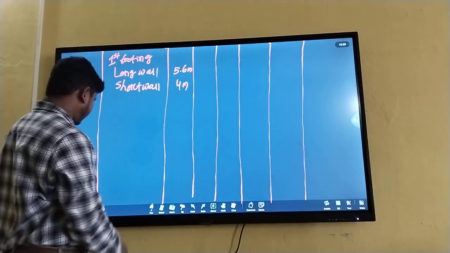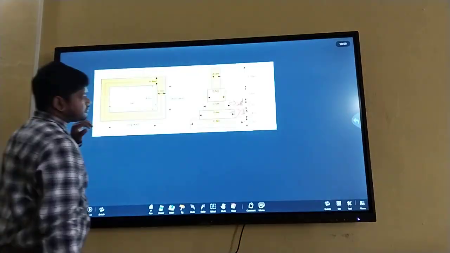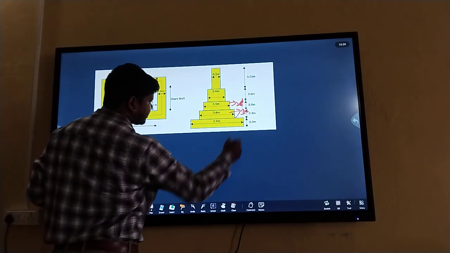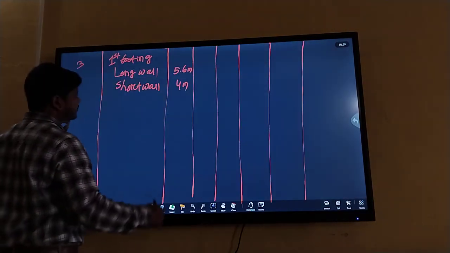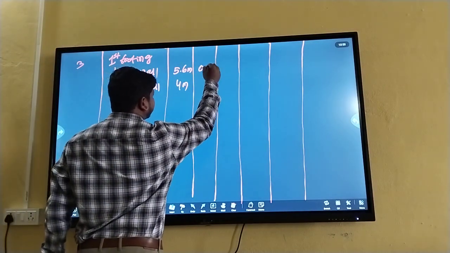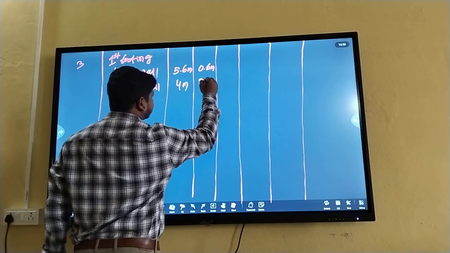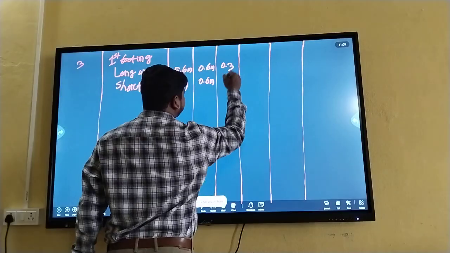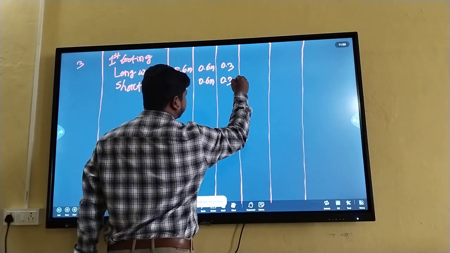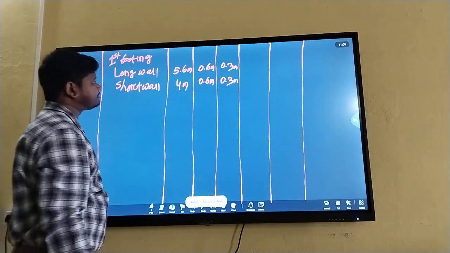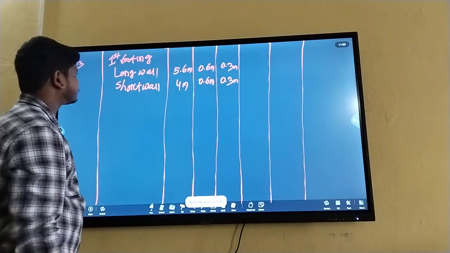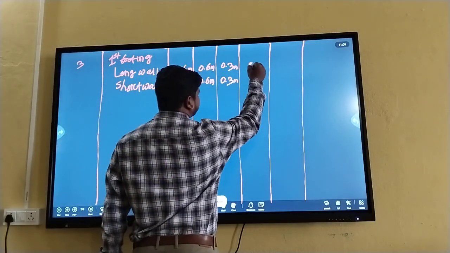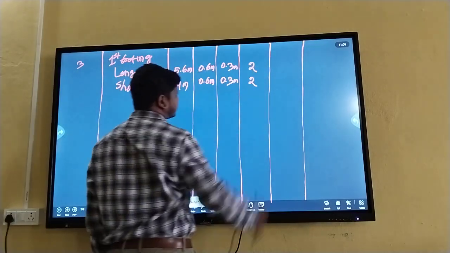For footing, our breadth will be 0.6 meter and its depth is 0.3 meter. Breadth is 0.6 meter for long wall and 0.6 for short wall. Also, the depth is 0.3 meter for long wall and 0.3 meter for short wall. And the number of items is 2 for long wall and 2 for short wall.